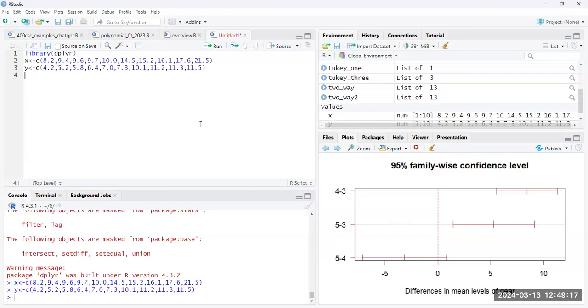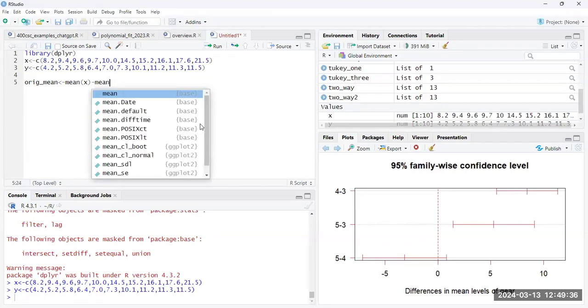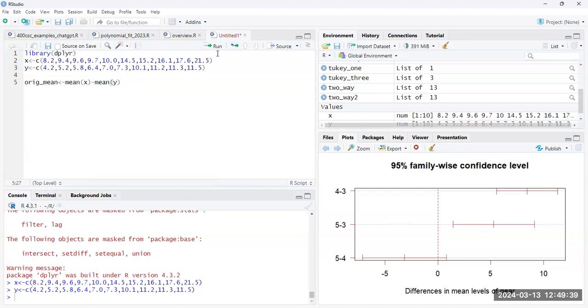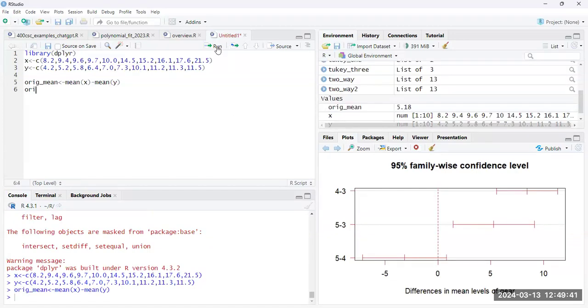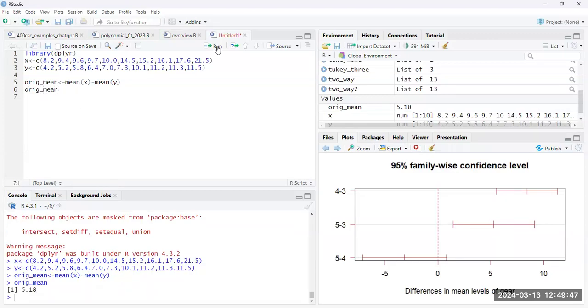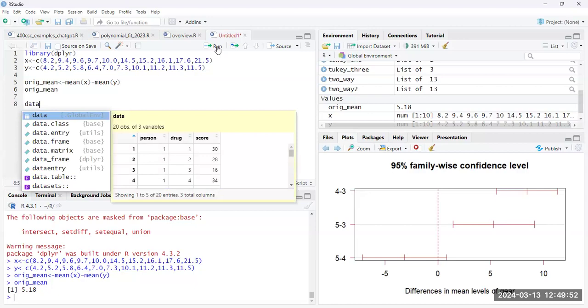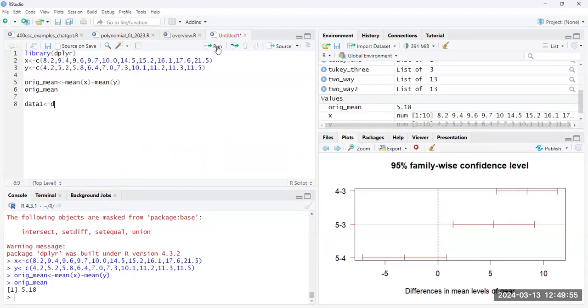All right, so once we have our data, we're going to start out by calculating the original mean. So this is the original difference of means between the two variables. So mean X and mean Y. So the original difference of means is 5.8. And then we're going to convert this into a data frame.